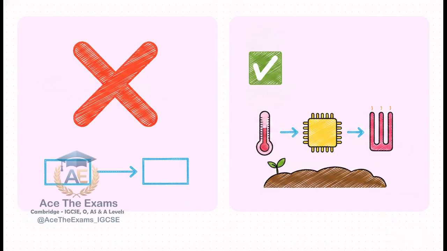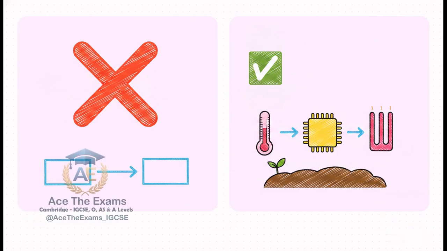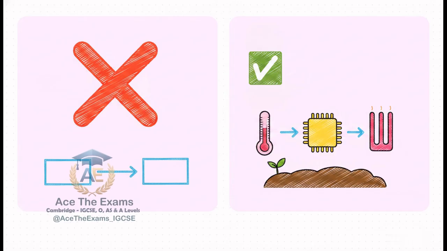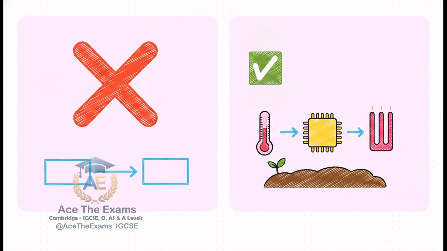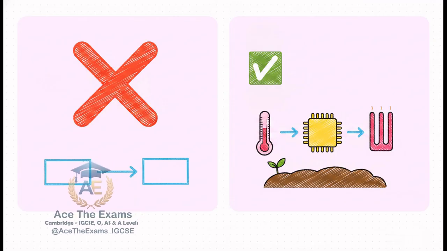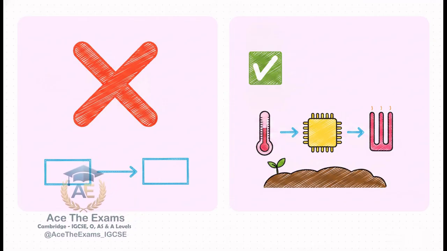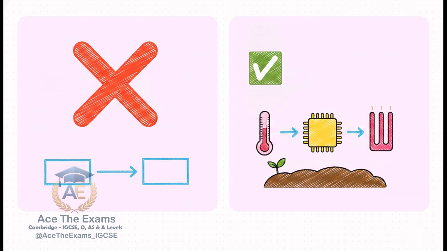Now let's jump over to the context-specific analysis. A top-tier Grandmaster student writes this. The analog temperature sensor in the greenhouse continuously sends data through an ADC to the microprocessor. The microprocessor compares this digital value to the preset temperature of 25 degrees. If it is lower, it sends a signal to the actuator to turn on the heating element. Wow. Do you see the difference there?